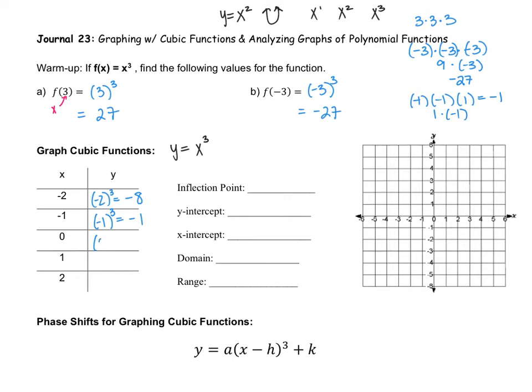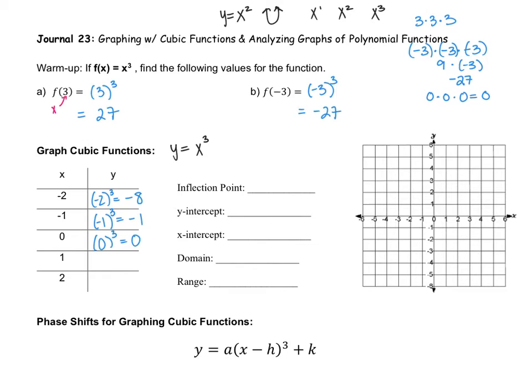And then you could probably guess it, 0 to the third power is just going to be 0 times 0 times 0, which is just going to give me... Let me just write this out. 0 times 0 times 0 is just 0. So 0 to the third power is just 0.